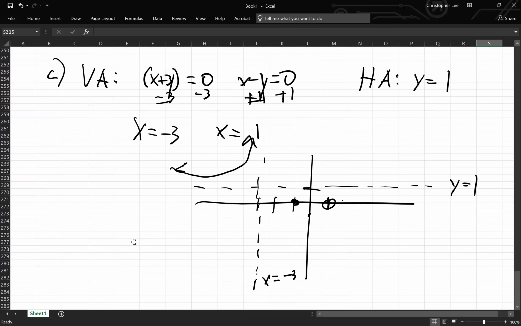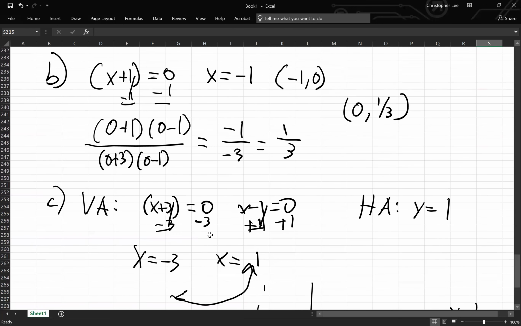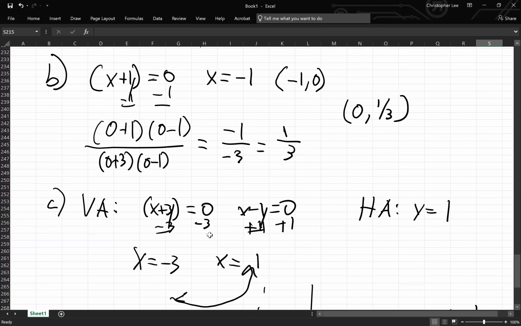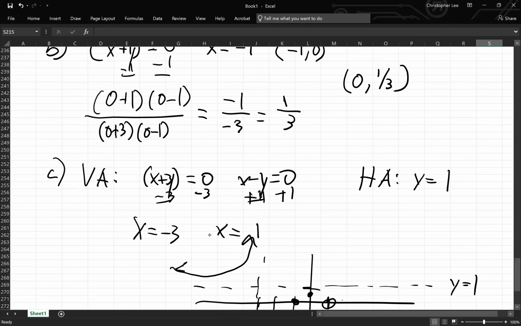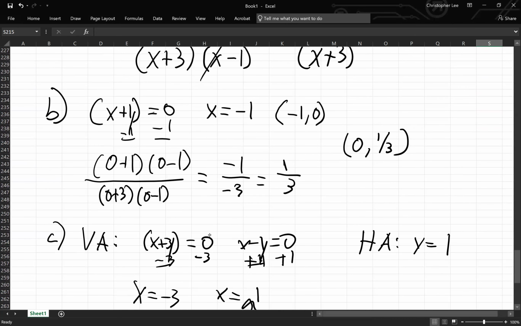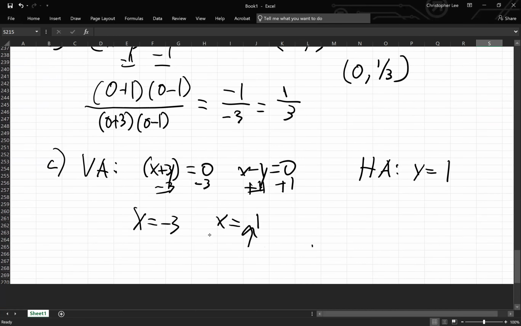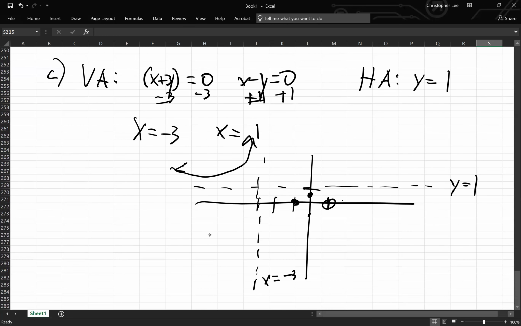Would that be going on like that? Trying to think. (0, 1/3). So I'm crossing the y-axis here. Okay. And then (-1, 0). So I believe something like this is going on. And that's it. There goes your graph.